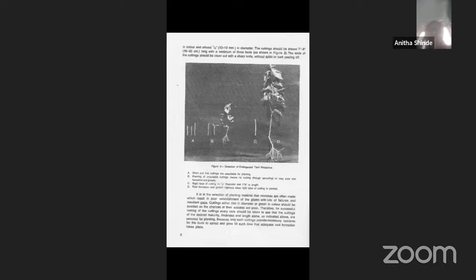Planting. See here, this is how we have seen A, B, C, D. So which one you have to select, that you have to note it down. Then next is, because only such cuttings actually will provide necessary nutrients for the buds to sprout and grow till such time that adequate root formation will take place. So this you need to take care.